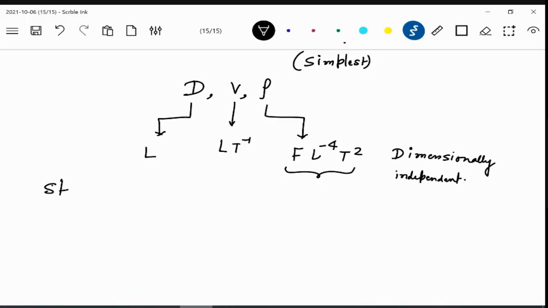So now what is the fifth step? Anyone? We have considered the repeating variables. And now we have to form 2 pi terms. So 3 variables we have selected, and we have 5 variables in total. 3 are repeating, 2 are non-repeating. What are the non-repeating? Delta PL is non-repeating, and the next one is viscosity. Viscosity is also your non-repeating variable because we have not taken it.